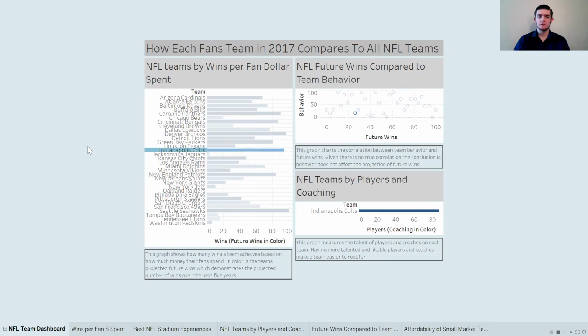And this just kind of, to me, the three things that were most interesting, just to look at players and coaching, future wins versus team behavior, and then just the amount of money that fans are putting in for the wins that the team has. And to me, this was a good kind of showing that my favorite team is towards the top. Of course, not one of the top probably 5 in this ranking, but again, a top team. And this is just a good tool for other fans to also potentially compare their teams to the rest.